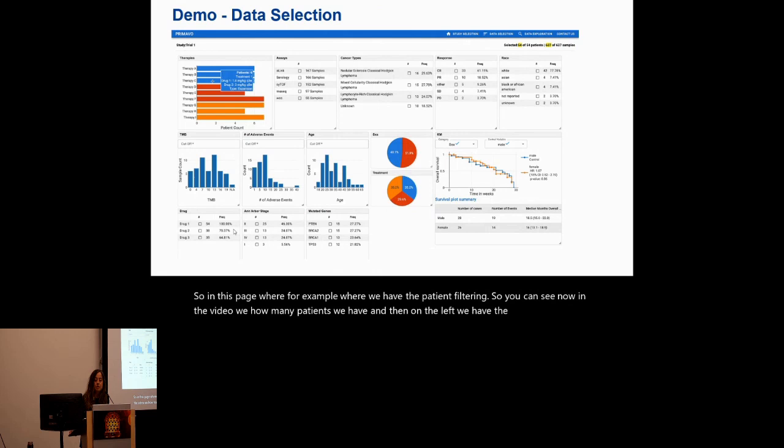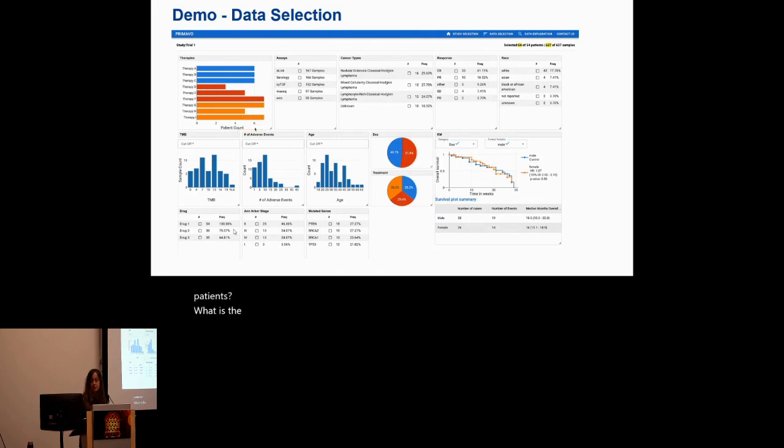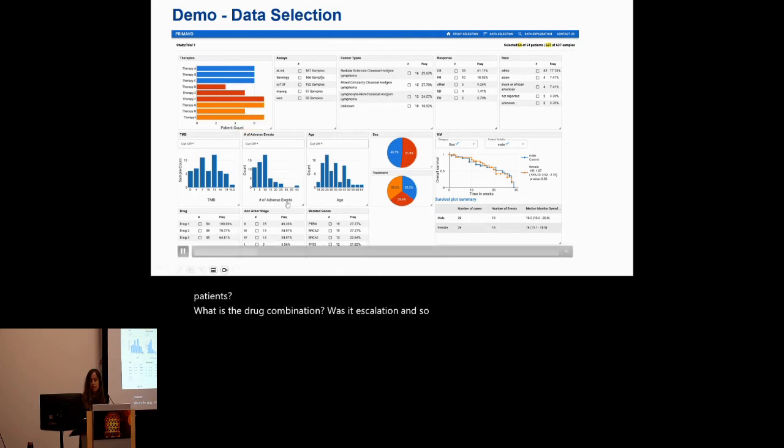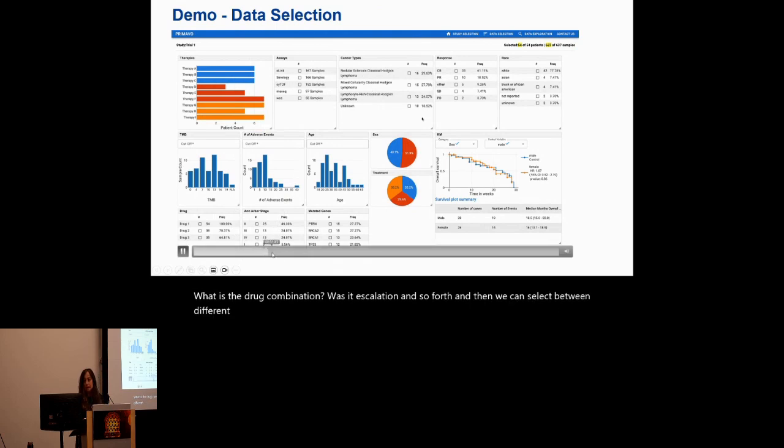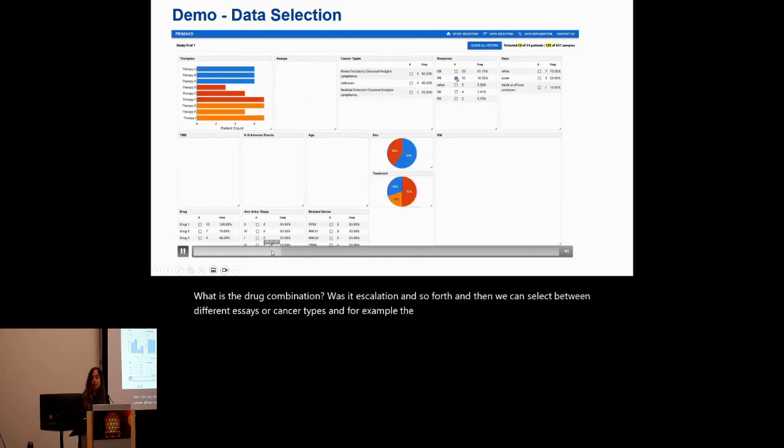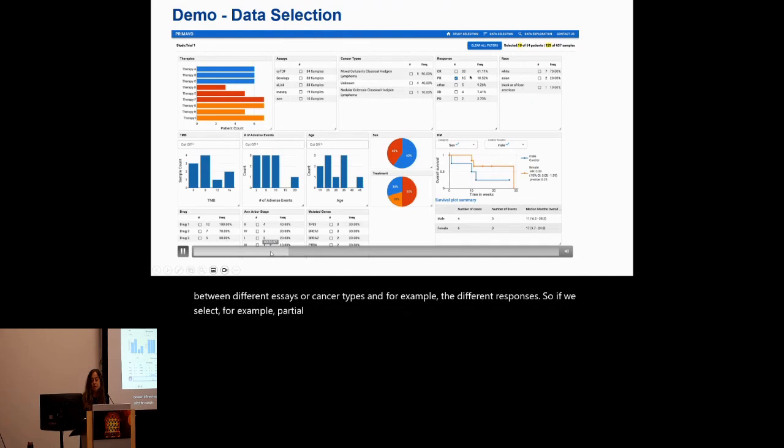So for example, in which arm of the clinical trial, what is the drug dosage, how many patients, what is the drug combination, was it escalation, and so forth. And then we can select between different assays or cancer types, and for example, the different responses. So if we select, for example, partial response, then all the data is updated for patients that had partial response.